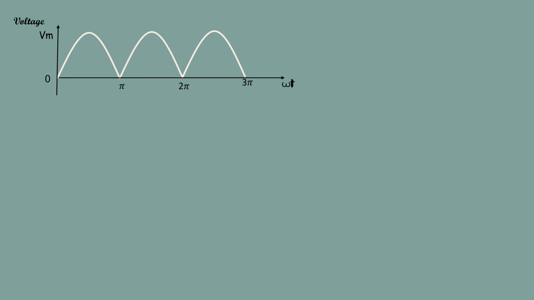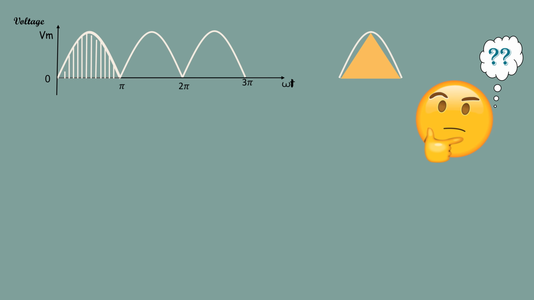Now let's see this example. In this waveform, the region between 0 to pi is repeated regularly. Therefore, this region is called the cycle of this waveform. Now, how to find the area under this curve? We may get an approximate area if we consider this as a triangle. But how to find an accurate value? Do you have any idea?